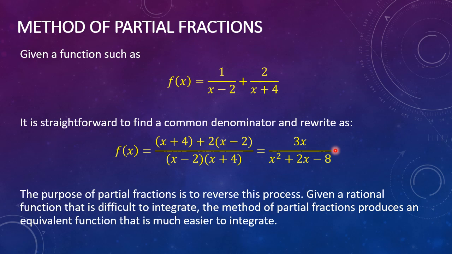The purpose of partial fractions is actually to reverse this process. We want to go from something like 3x over x squared plus 2x minus 8 to these simpler fractions that we see in the top of the screen. Given a rational function that is difficult to integrate, the method of partial fractions produces an equivalent function that is much easier to integrate, and we'll get to see that.